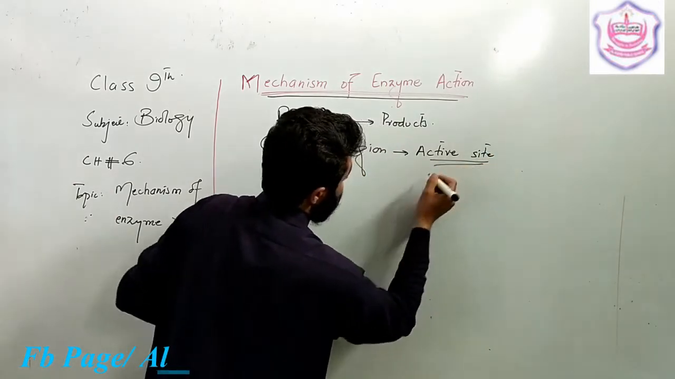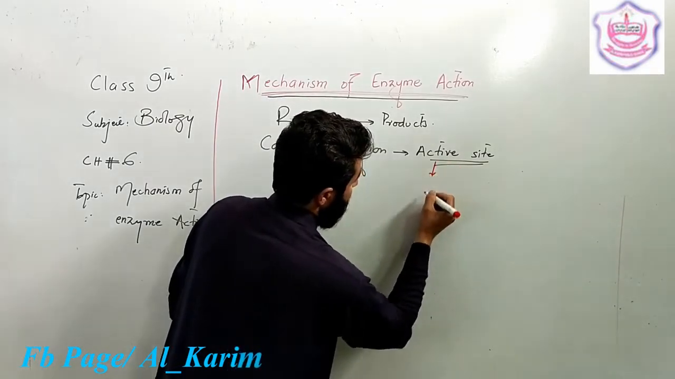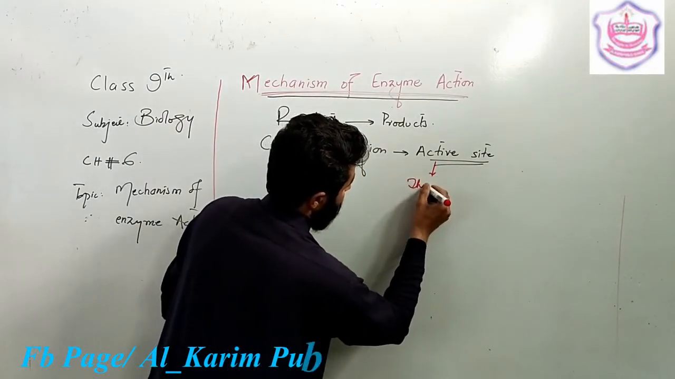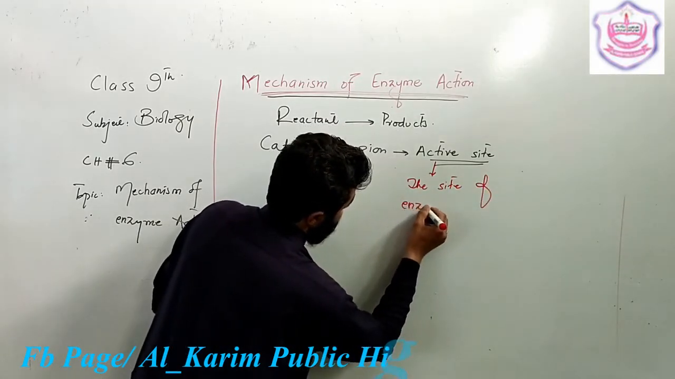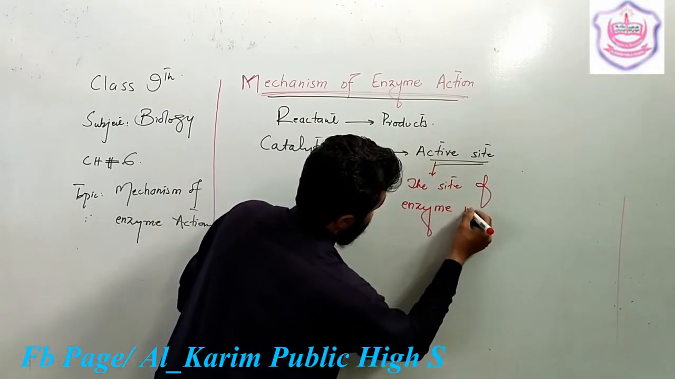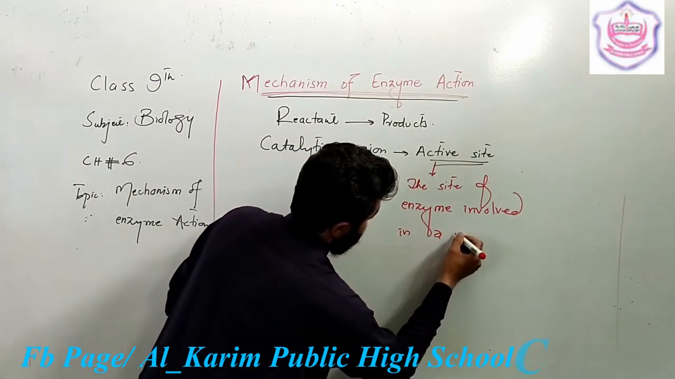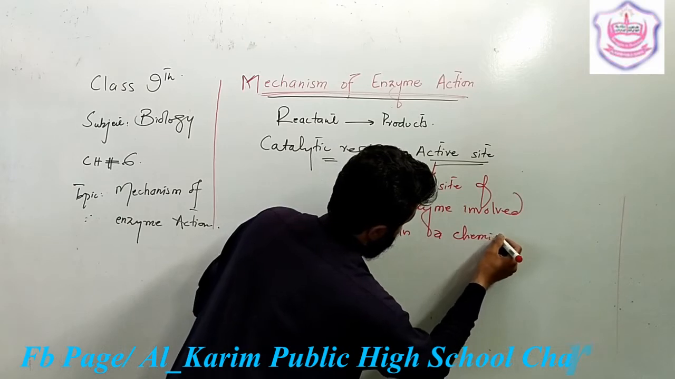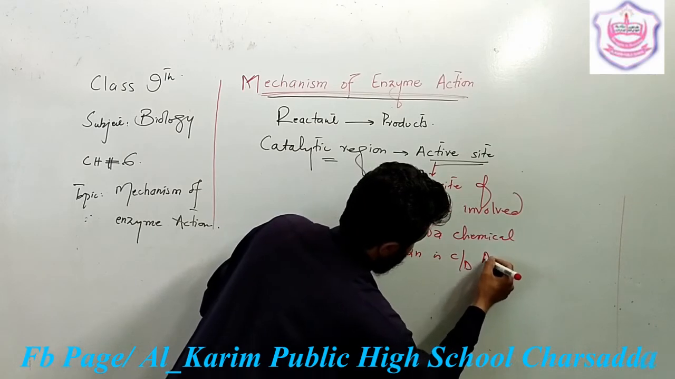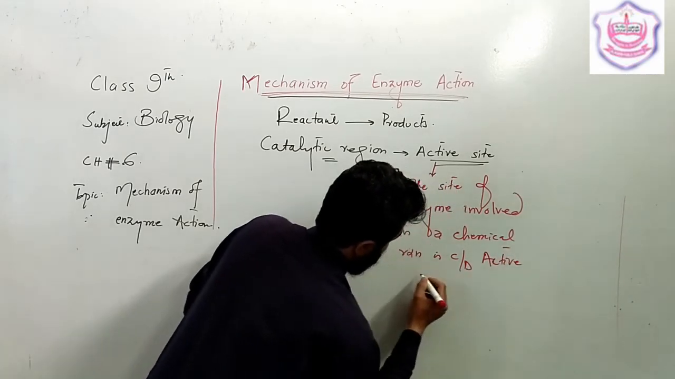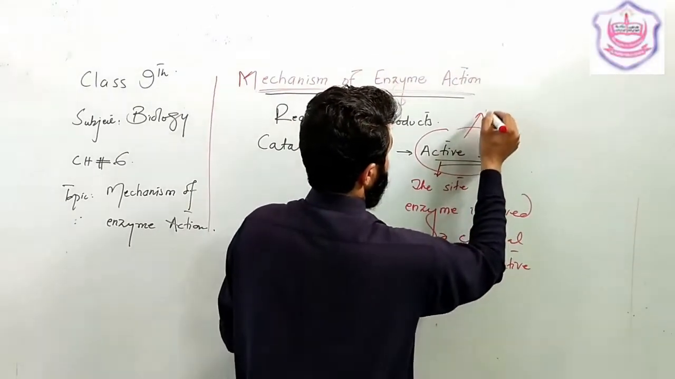What is the active site? The site of the enzyme involved in a chemical reaction is called the active site, also called the functional site.